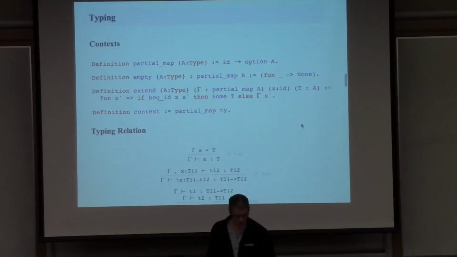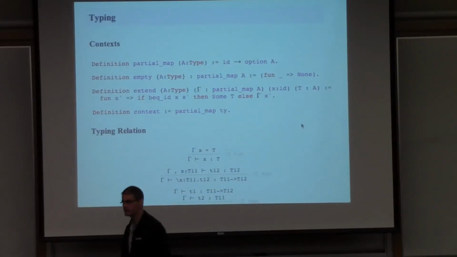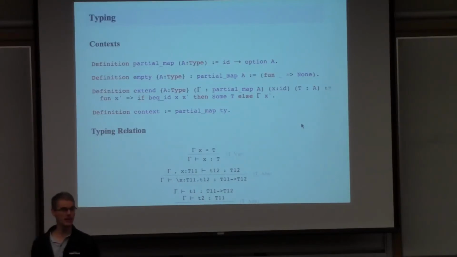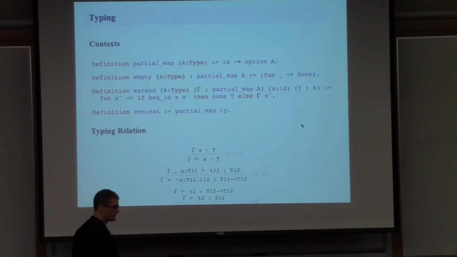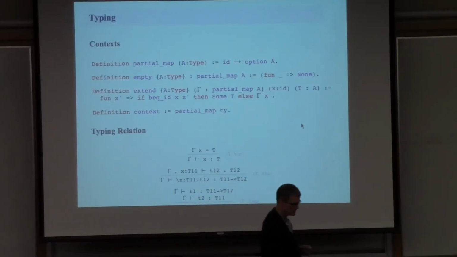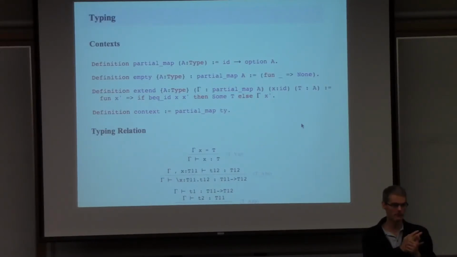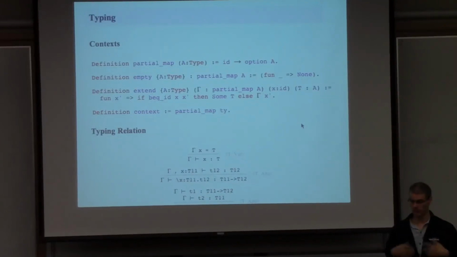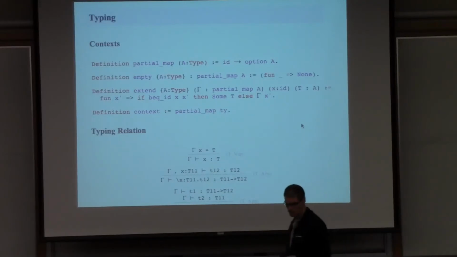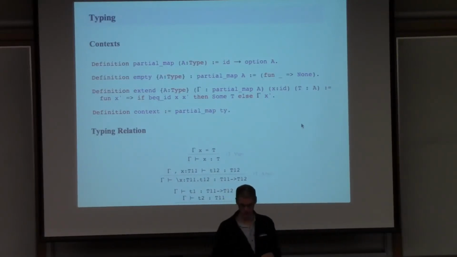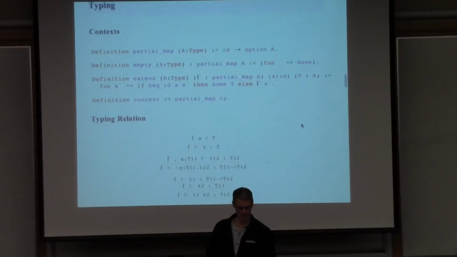Okay, now we have typing. And once again, we need to make a representation decision about contexts. The two obvious choices, well, maybe three choices: we can represent them as total maps, as partial maps, or as association lists. They will all get you there, but I find the partial map gives you the most elegant proofs later on.